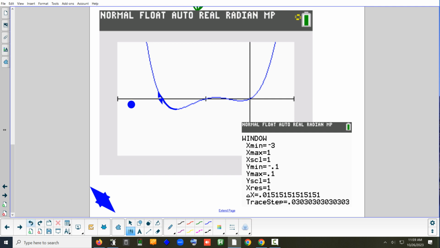All right, so just make sure that you zoom out or zoom in to check out everything that's really happening in a graph.